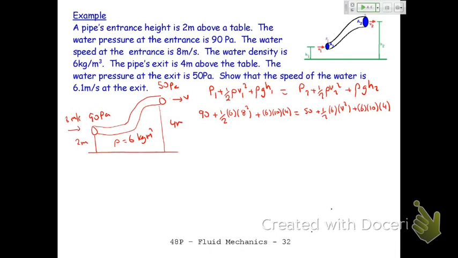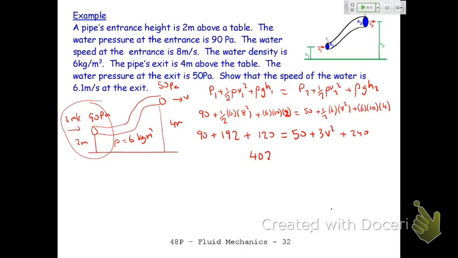Oh, I messed up on that. That's 2 on that side. I'm sorry. So that's 2. So 90 plus 3 times 64, which is 192, plus 120 is equal to 50 plus 3v squared plus 240. So that's 192, 282, 382, 402.